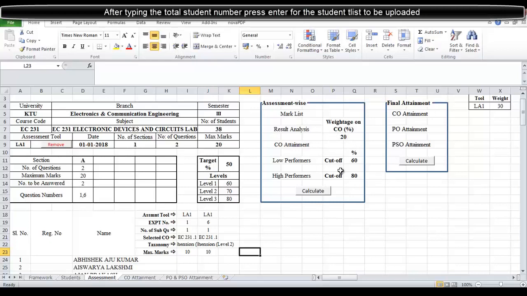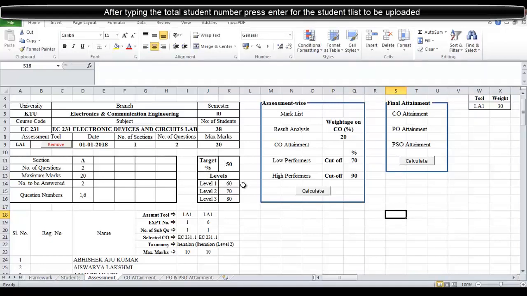Now low performers are those who are going to get what marks? Since it's a lab, we can write it even 70 or even 60. So right now we have written 60. Let's say that I can give it as 70. That depends on lab to lab also, because certain labs may be difficult. High performance, I will try to take those who are having above 90. So this is something that I have changed.